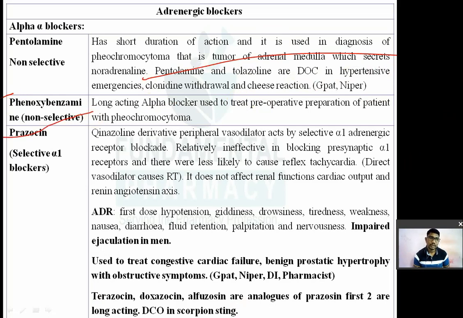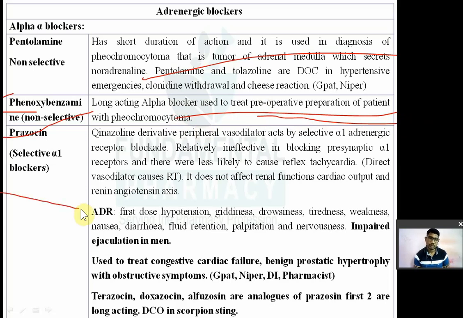Again, it is a non-selective alpha blocker, a longer acting alpha blocker, and it is used to treat the pre-operative patient with pheochromocytoma. इसको pheochromocytoma है उसके hypertension के लिए ऑपरेशन के पहले इसको यूज करेंगे. Pre-operative preparation for the patient of pheochromocytoma.